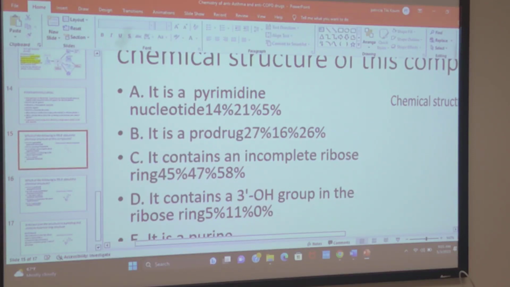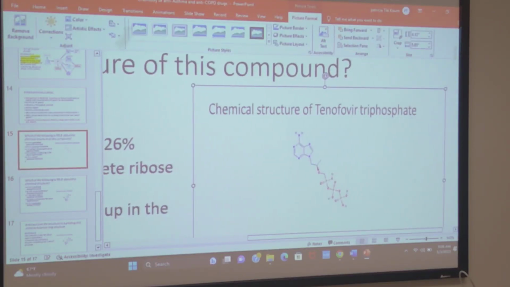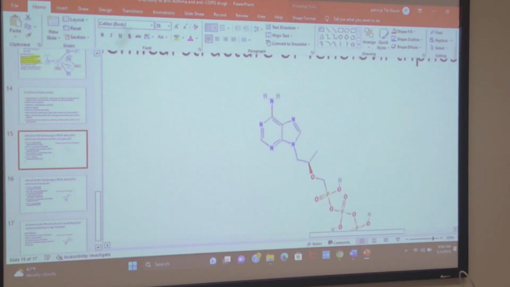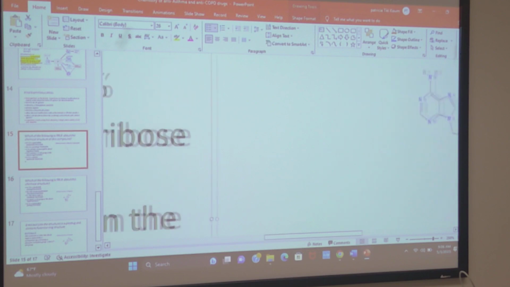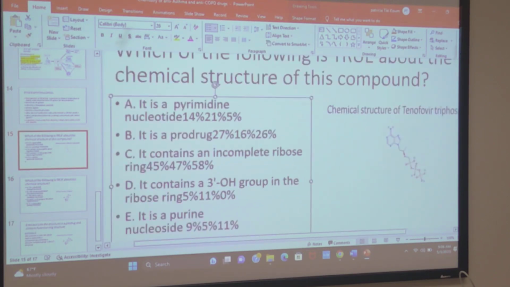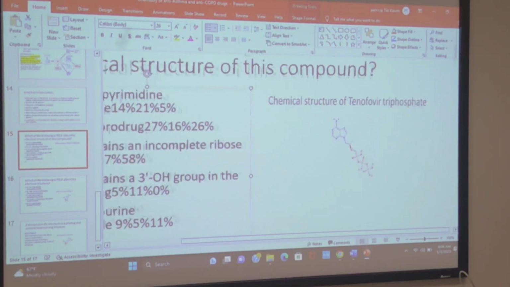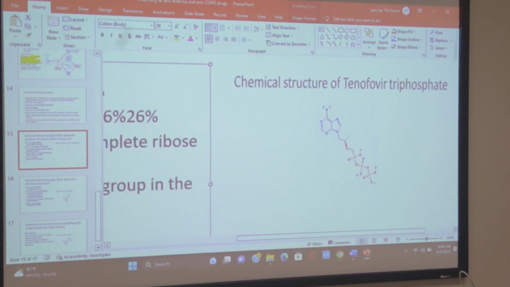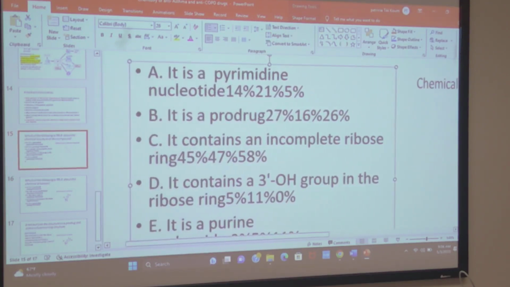Then it contains an incomplete ribose sugar, ribose ring. So look into this, there is no ribose sugar here, so it is an incomplete ribose sugar, that's the right answer. That's the only right answer. Then, does it contain 3' hydroxyl group? There is no ribose ring, there is no 3' hydroxyl group here. That is not true. Only C is the right answer in this.